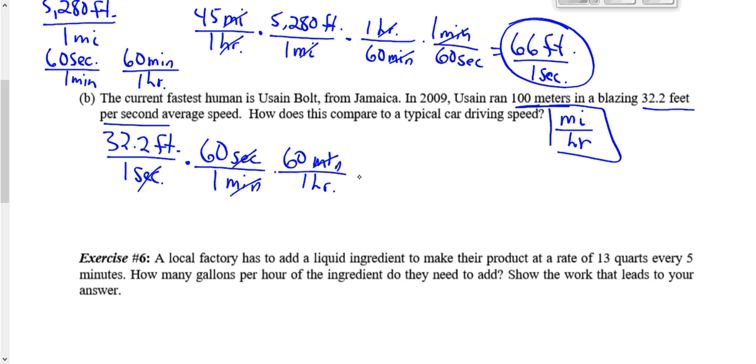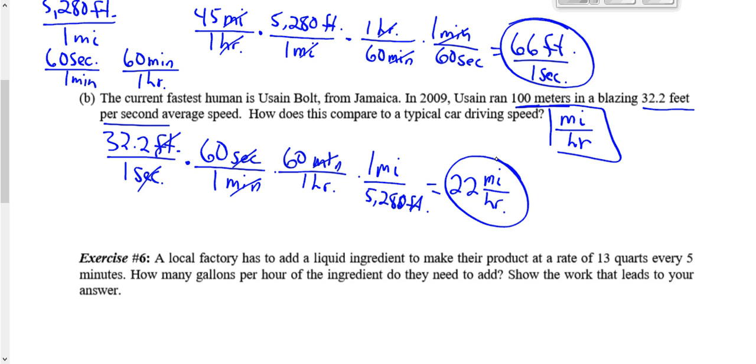How am I gonna write it? 1 mile to 5,280 feet. Right? Oh, I didn't want miles. So now my feet cancel and I multiply across the top and across the bottom. And you should get 22 miles per hour.